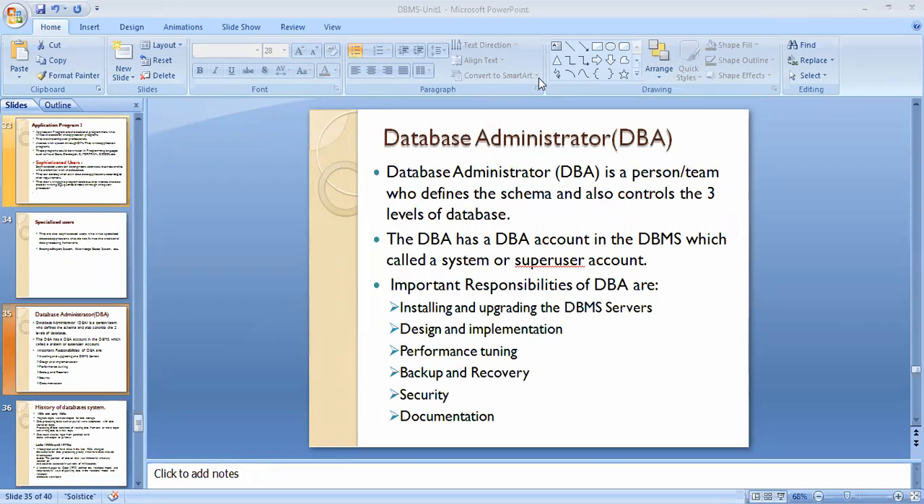Then backup and recovery. Time to time the DBA takes proper backups, and recovery programs need to be developed by the DBAs and have to be maintained by him or her.